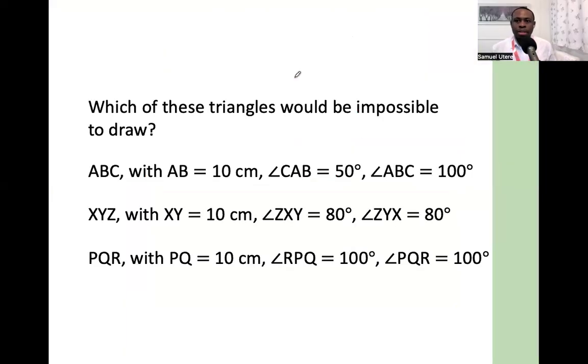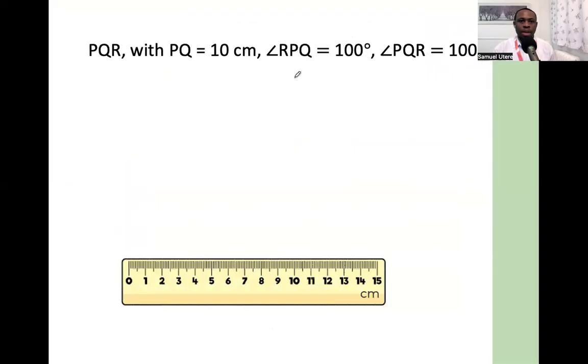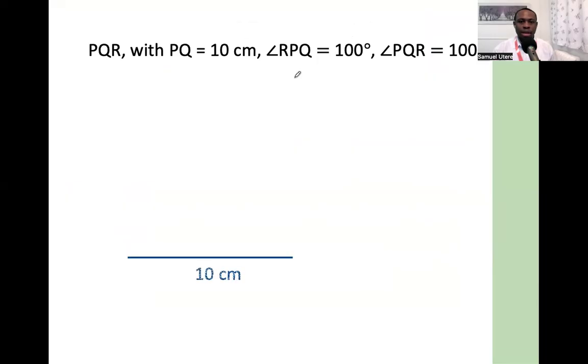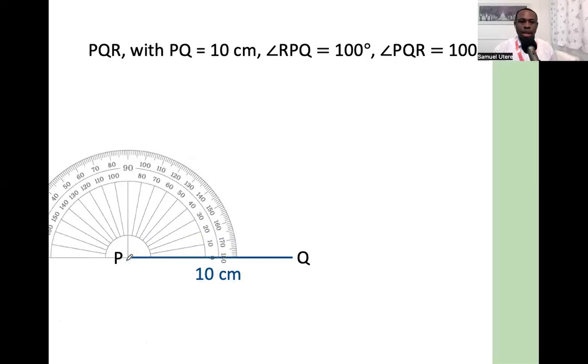Let's look at another part of our learning. Which of these triangles would be impossible to draw? Well, if you demonstrate this and you practice this on paper, you would notice that this triangle is impossible to draw. Well, let's check it. If you draw PQ, which is 10 centimeter, and you mark it, you write PQ. If you want to do the angle RPQ, we know that the middle letter tells us where the angle will be. So we're drawing 100 degrees on this side of the line, which will look like this.